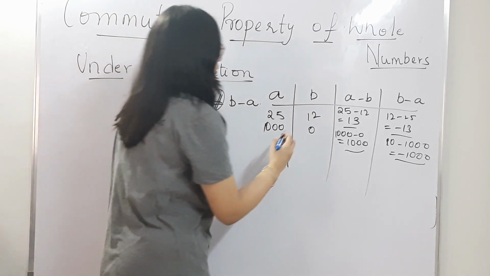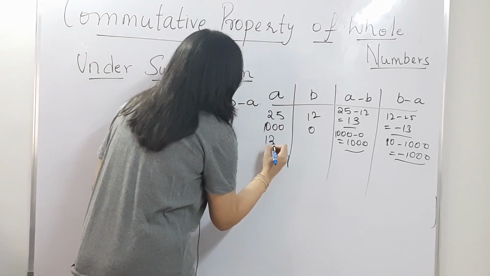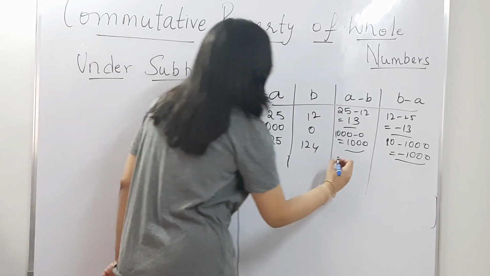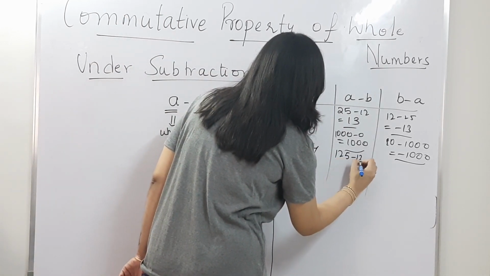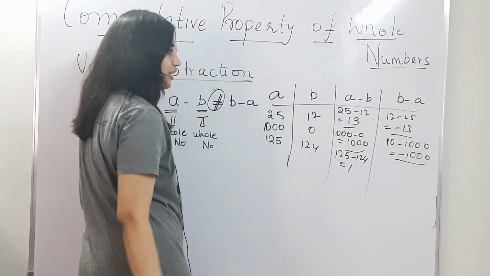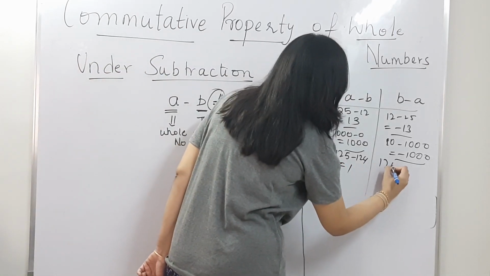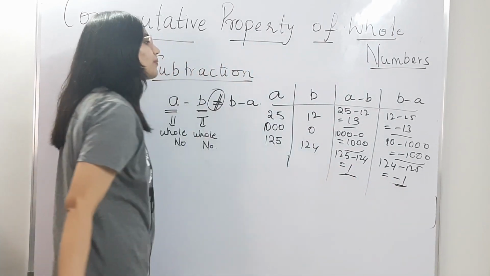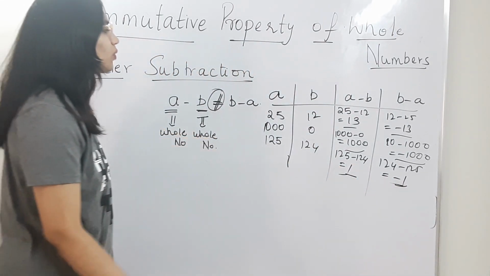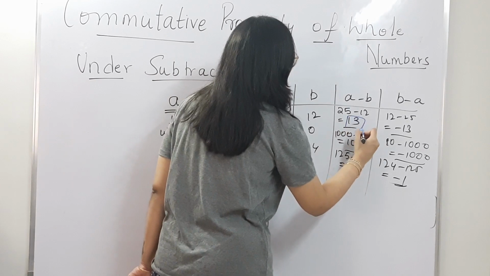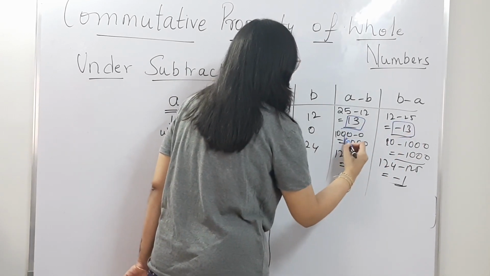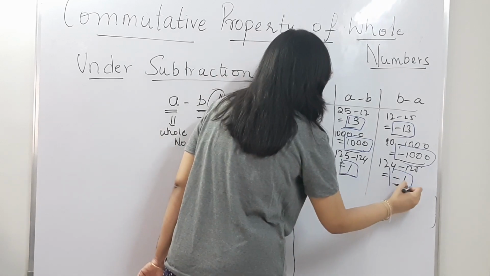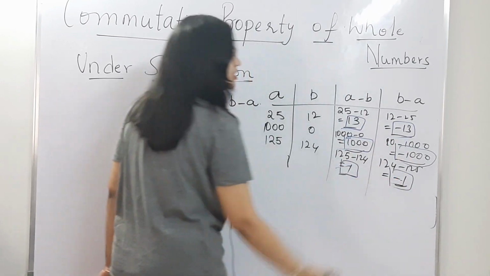Okay. So next we'll take one more example. 125 and 124. What is 125 minus 124? You get it as 1. But what is 124 minus 125? You get it as minus 1. Here also the result is not equal. 1 and minus 1. If you observe 13 minus 13, 1000 minus 1000, 1 minus 1, the result is not the same.